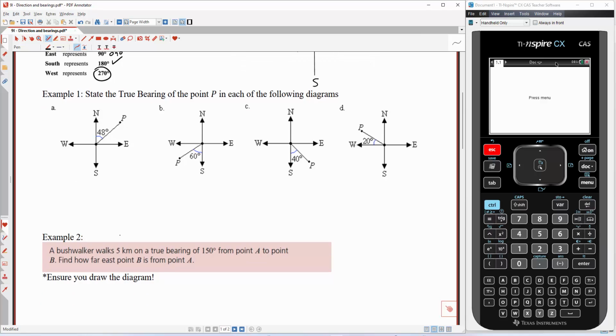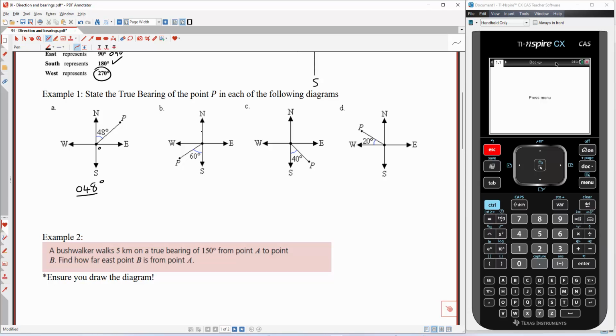All right. It says here, state the true bearing of the point P in each of the following diagrams. Imagine we're starting here at the origin, and we're going out to point P. What true bearing do I need to follow? From north, the angle opened up is 48 degrees. So our true bearing is 048 degrees. Remember, it's given as 3 digits.